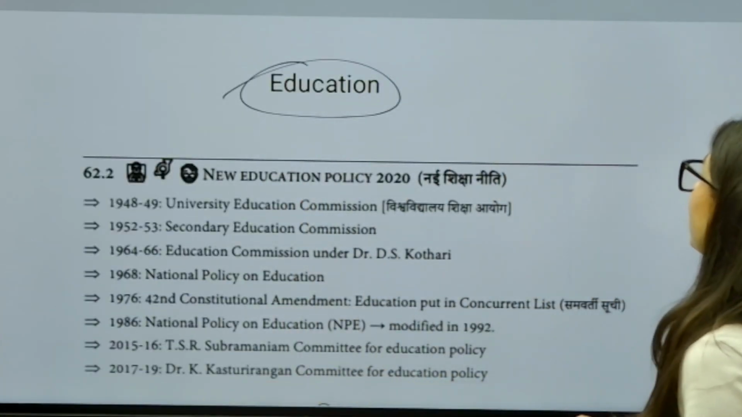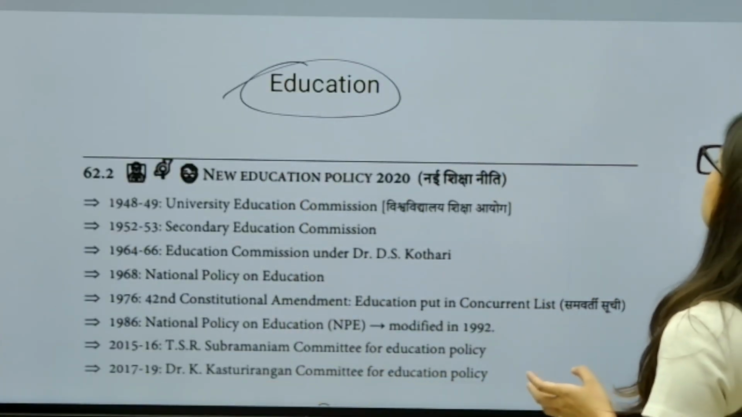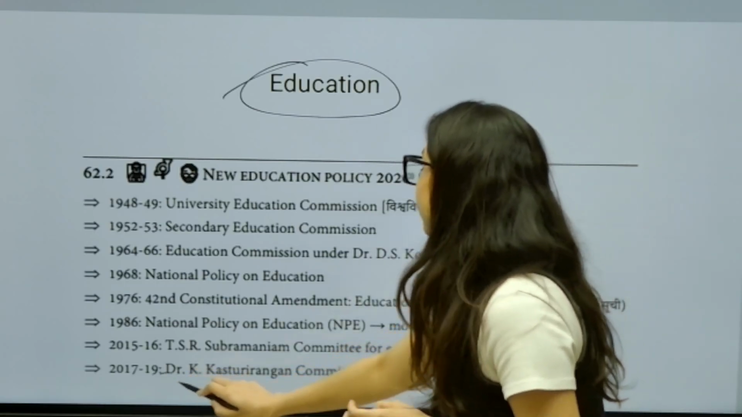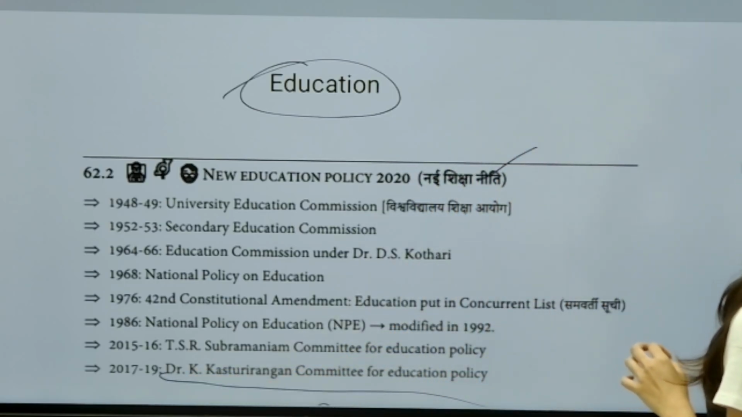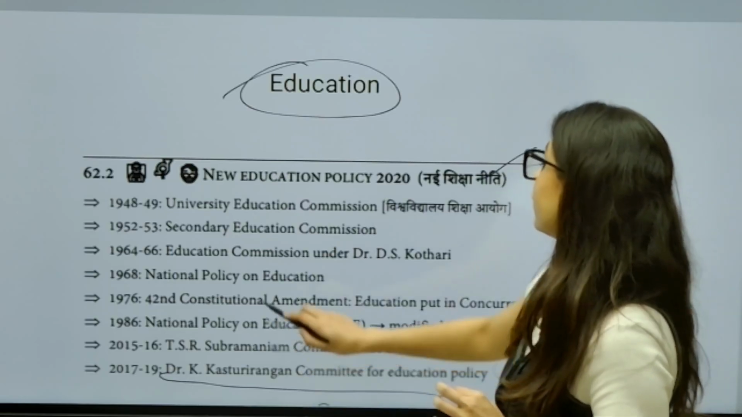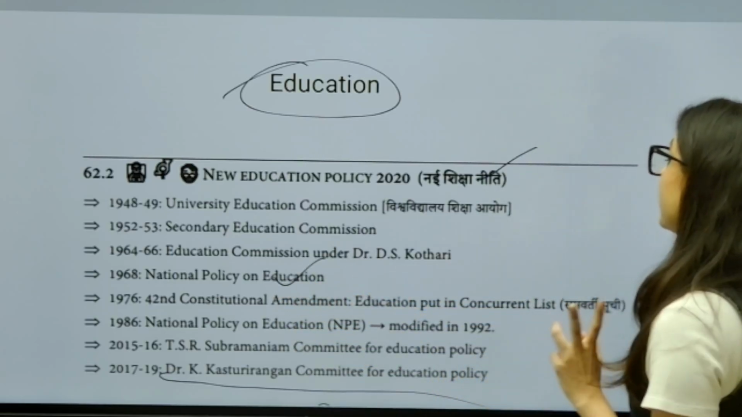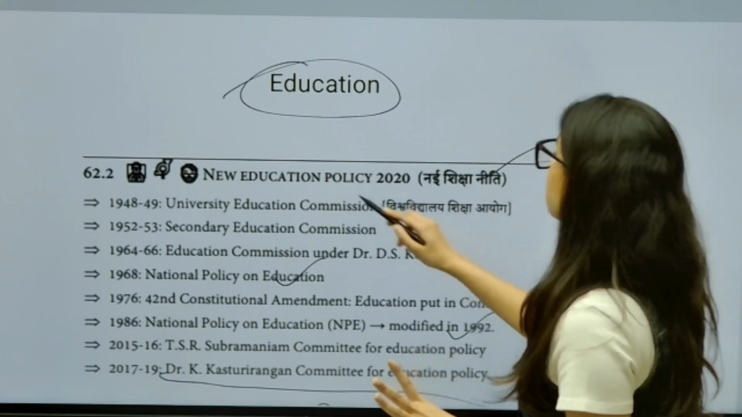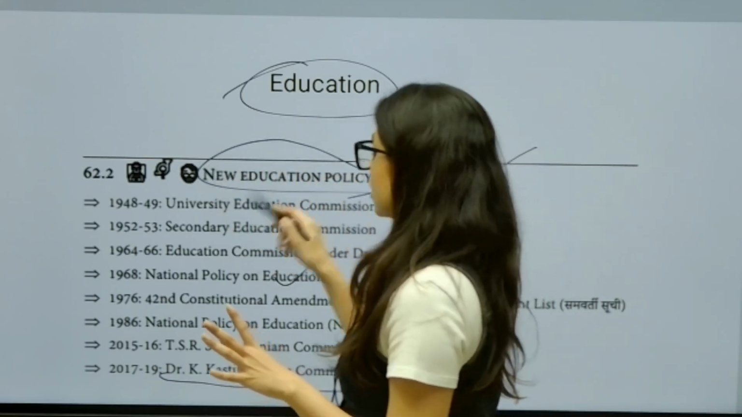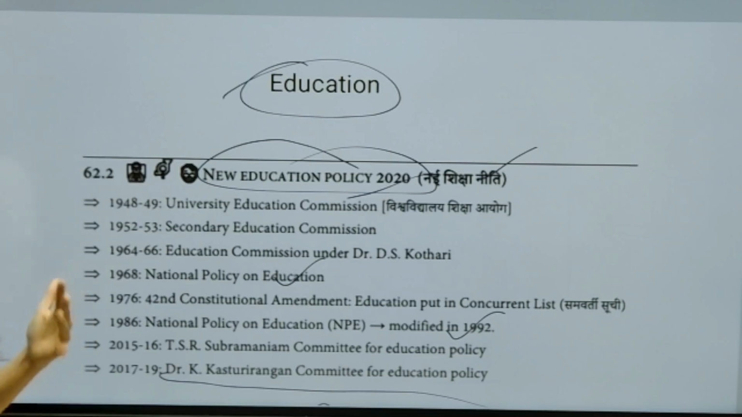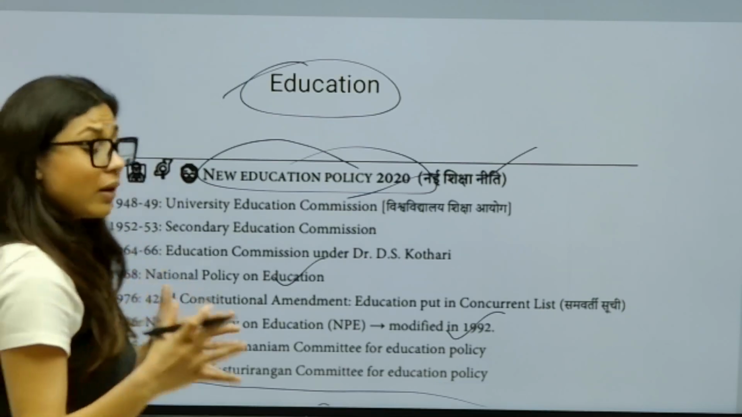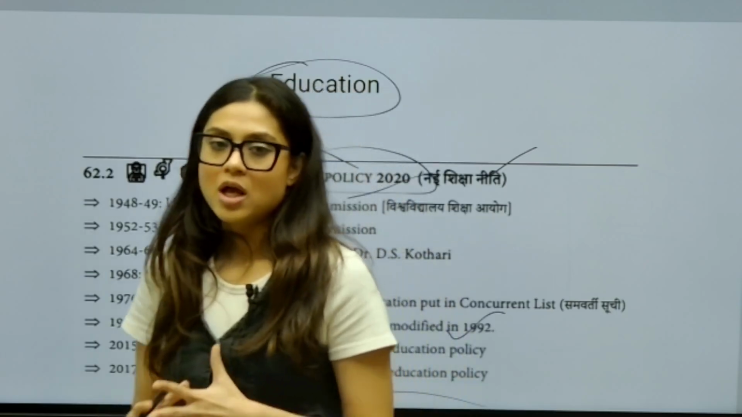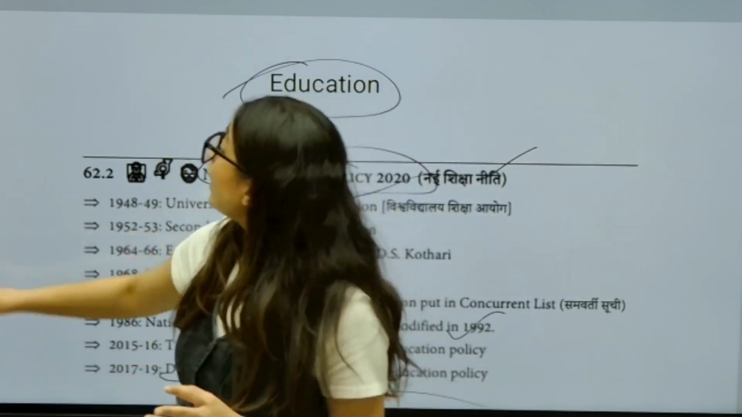Then the 2020 National Education Policy. Let's talk about the history. This is the third policy, recommended by the Kasturirangan Committee. The first policy was introduced in 1968, the second in 1986, and this is the third new education policy with revised provisions as per the needs of today's century. So this was all about your health indicators.